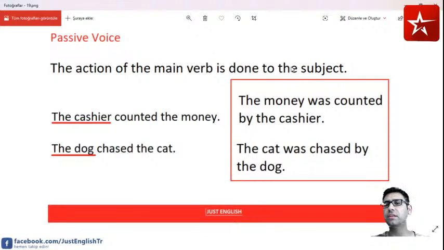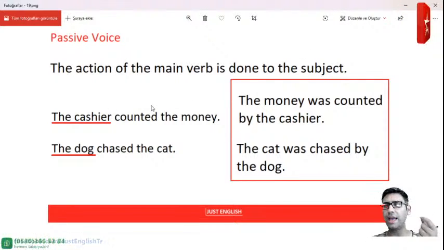This is the definition we have, and I need you to understand the logic behind this. Thank you, Nijat teacher. The action of the main verb is done to the subject. So let's check the action. What is the action? Action here, counting, right? An action here, chasing, to chase.